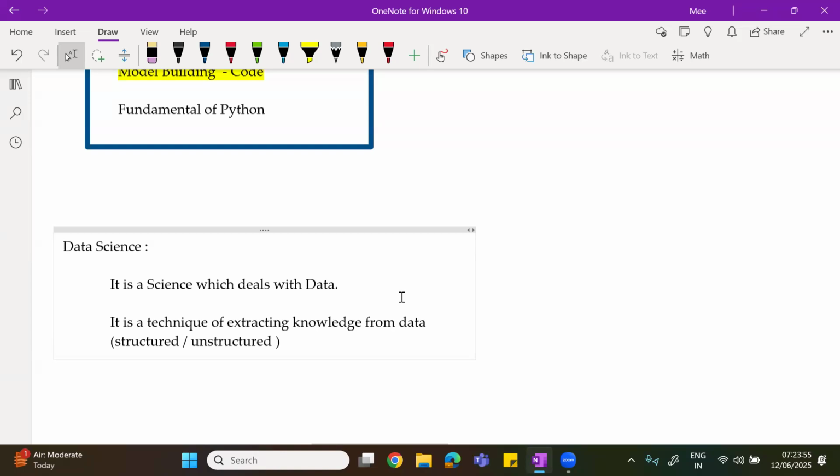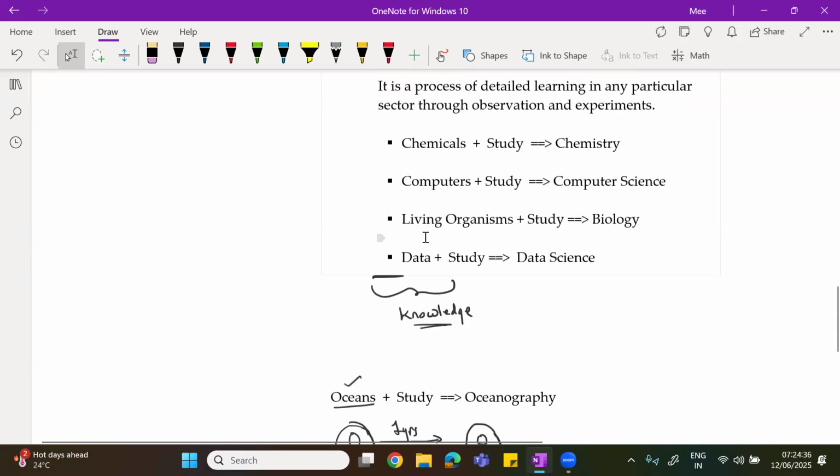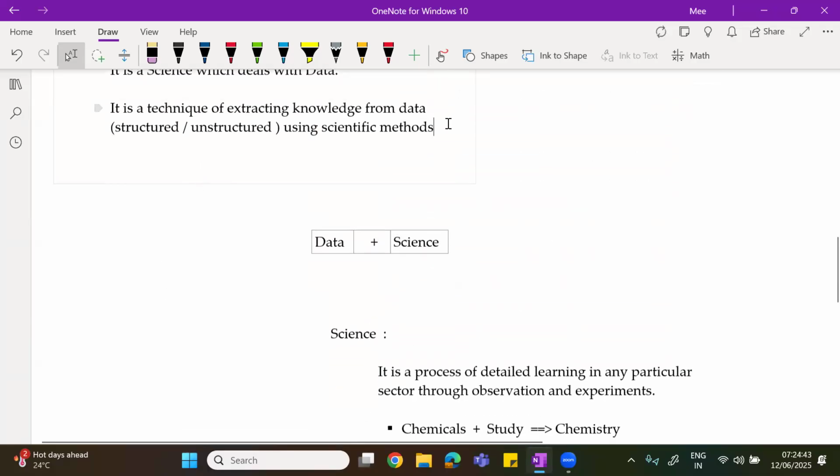Okay. And a study says that 80% of the data is unstructured, and 15 to 20% of the data is structured. Okay, we will see this in much more detail in the future classes. Now, it is a technique of extracting knowledge from the data, but how will you extract it? Using scientific methods. This is what I explained over here in simple terms. When you do a study on any sector, you are going to extract the knowledge. But how are you going to get the knowledge? That is by using the scientific methods.